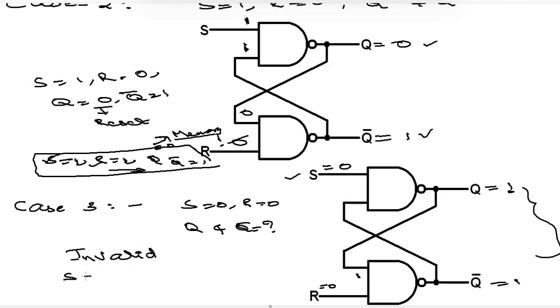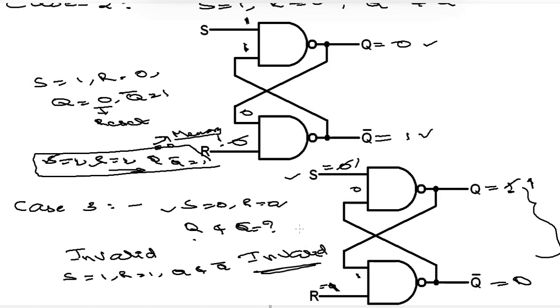So again I am checking with S equal to 1, R equal to 1 and Q value. We have to find out Q and Q bar values. So now I am applying R value as 1. For 1, 1, the output will be 0. Now the Q bar value will be 0. Again I am applying here S value 1, R value 0. So for 1, 0, now the output value for Q is 1. Q is 1. So Q and Q bar value is changed here. So this condition is called as invalid condition. When S equal to 0, R equal to 0, Q and Q bar are in an invalid state.